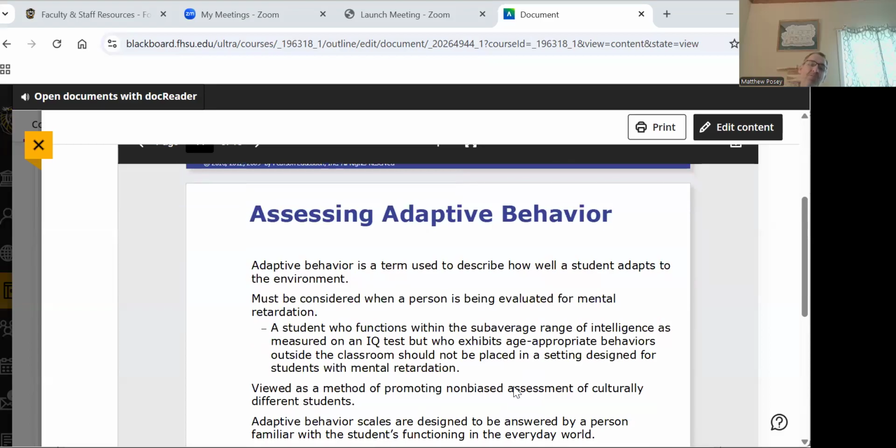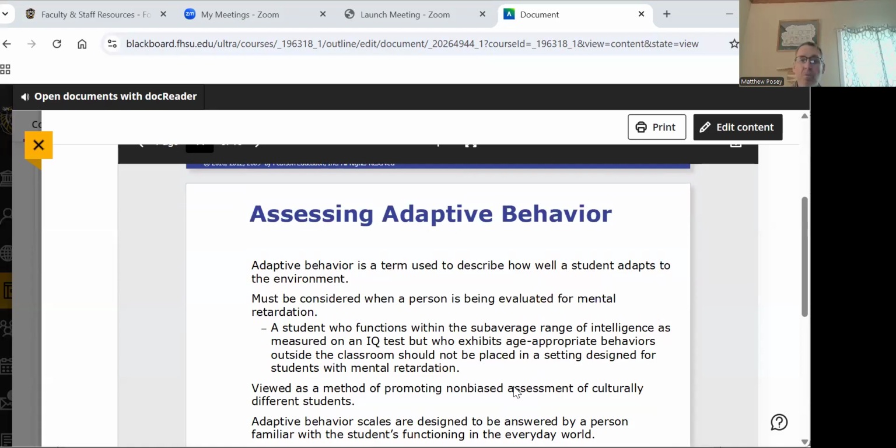Now, kind of switching gears a little bit, we've covered the IQ part. Now we're going to talk just briefly about assessing adaptive behavior. On an initial assessment to see if a student qualifies for special services, oftentimes you're going to be asked to complete an adaptive behavior scale.